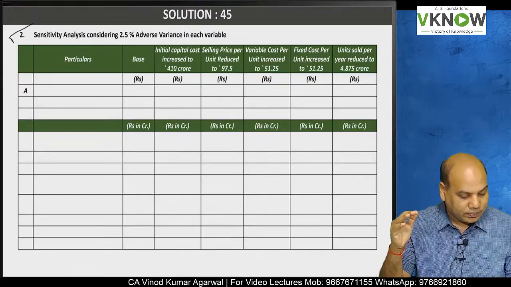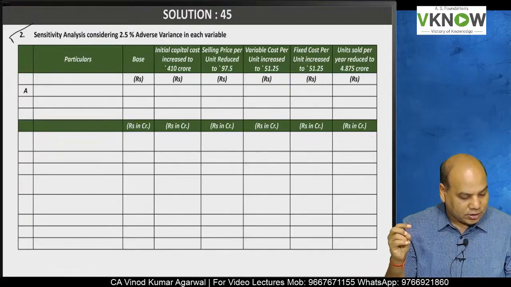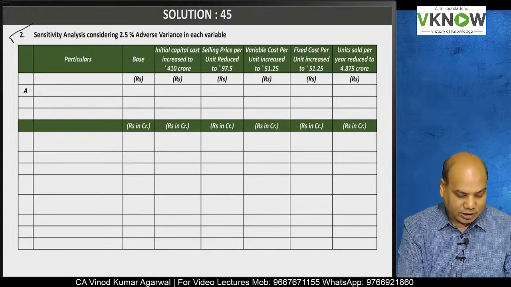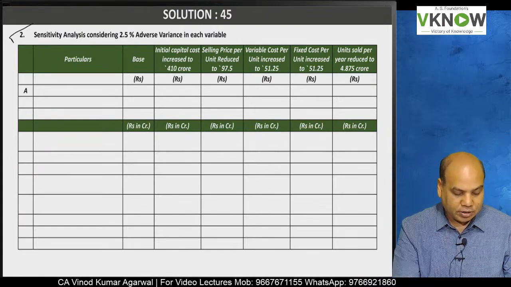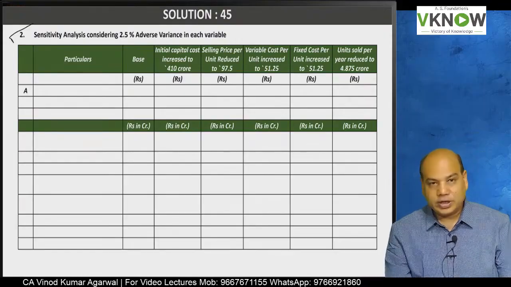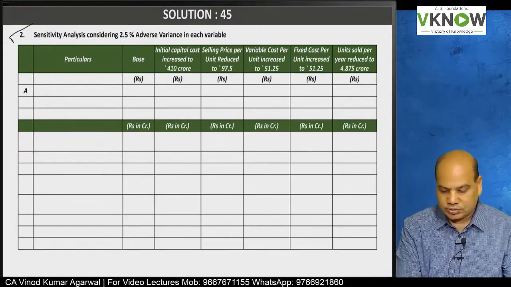Unit sold. Unit sold is how much? 5 crore minus 2.5%, 4.875 crore units.